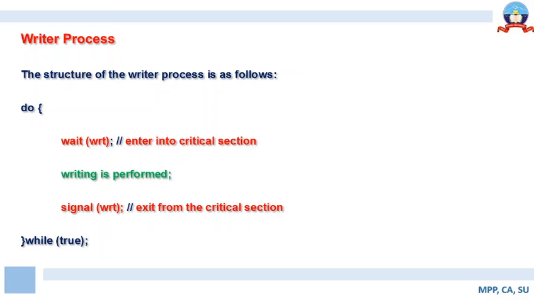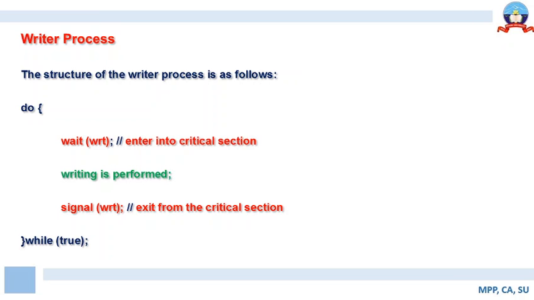So wait will be executed on WRT in order to enable the writer to enter into its critical section and perform operations. Let us consider that the value of WRT is 1. Since WRT is greater than 0, it will not engage in the while loop defined in the wait. Then it will decrement the value of WRT by 1. Once it decrements the value of WRT by 1, it will grant exclusive privilege to the writer to perform the write operation onto the file.